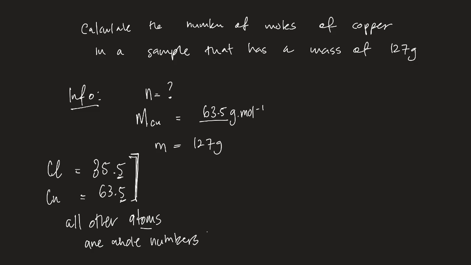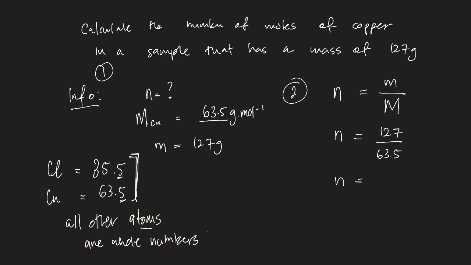So the first thing you do is you write down your info. That's step 1. Step 2, you need a formula. The formula is n is equal to little m over big M. Then n is equal to 127 divided by 63.5, and n is equal to 2 moles.